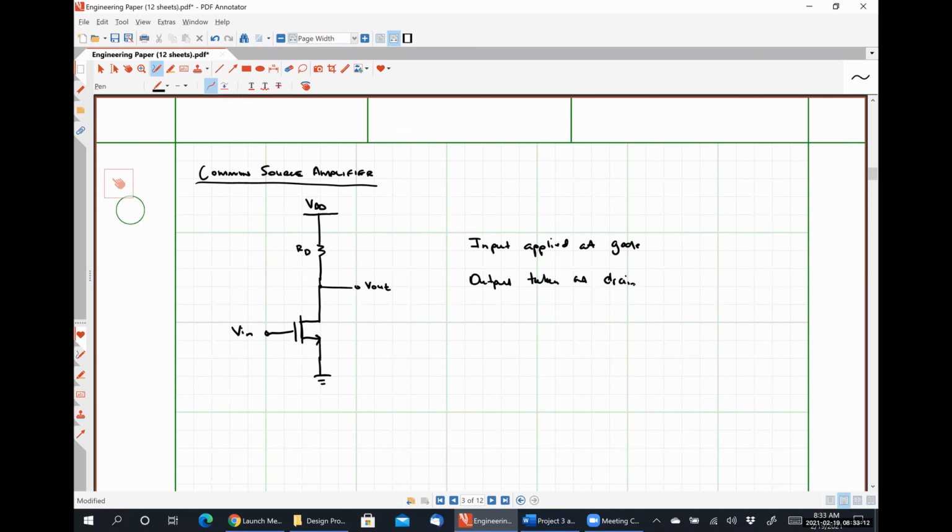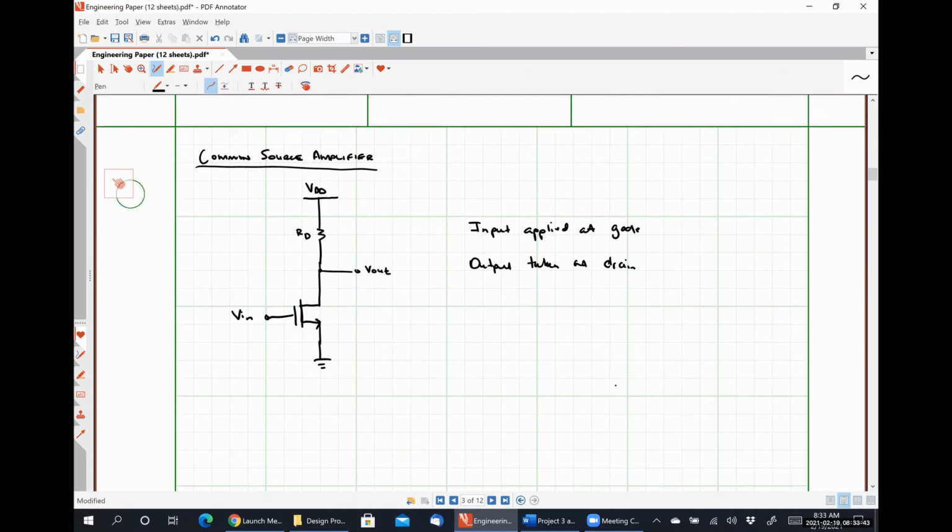I am flabbergasted how many of you guys missed that style of question on exam 2. That's how we determine all of these things. So common source means input is taken at the gate, output is taken at the drain. Then we'll have common drain amplifier, so the input will be applied at the gate, and the output will be taken at the source. And then we have a common gate amplifier where the input is applied at the source and the output is taken at the drain. It's all just permutations of where we're applying our input and output.